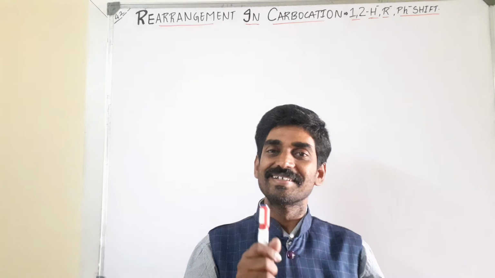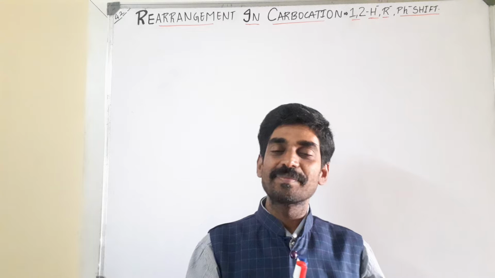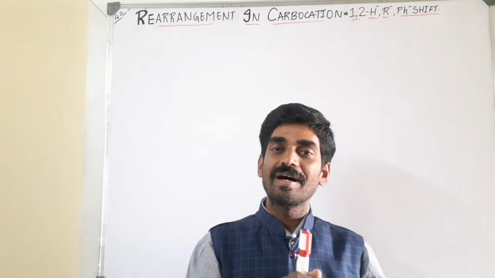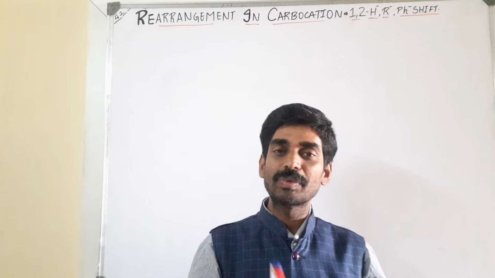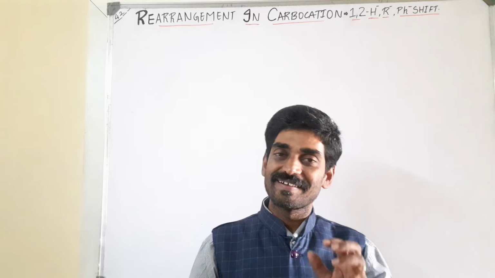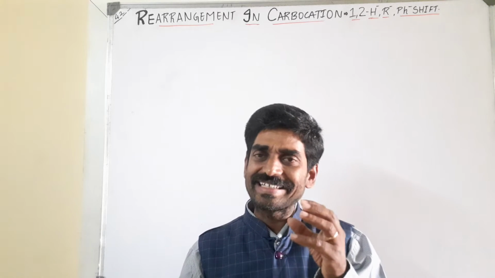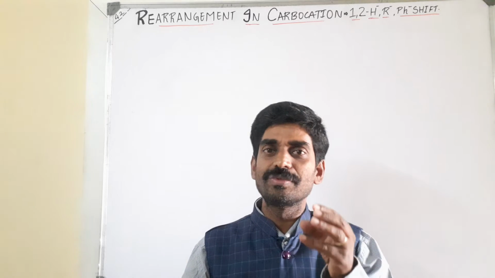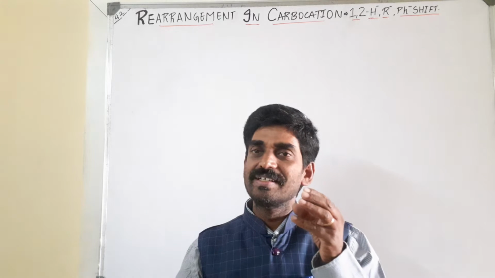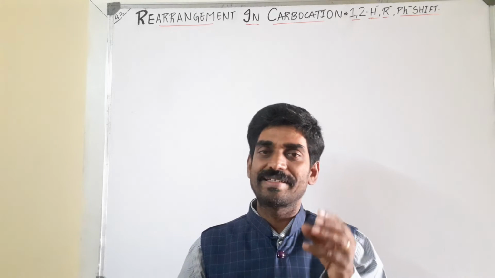Hi everyone. Today we are going to discuss rearrangement in carbocations. That is 1,2 hydride shift, 1,2 alkyl shift, 1,2 phenyl shift. Regarding this concept, I will give you different examples with clear explanation. You just follow it. After completion of this video, you can feel it. It is very easy to do different types of questions from this concept. I am giving a guarantee. Follow me.